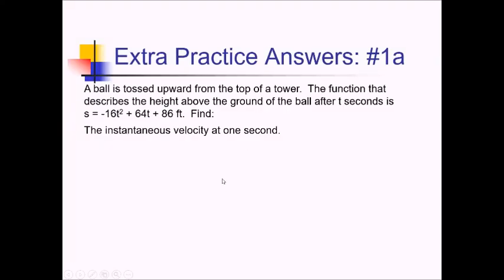For this set of problems, we have a ball being tossed from the top of a tower, and the function that describes the height above the ground for the ball, t seconds after tossing, is this S formula right here. Based on that, we have a number of tasks, the first of which is to find the instantaneous velocity at 1 second. For that, we need a velocity, which is really S prime of t. So we need S prime of 1 in this case if we want velocity at 1 second.